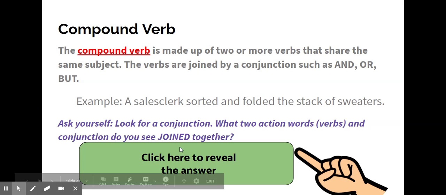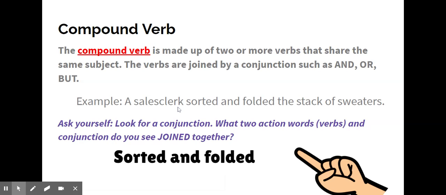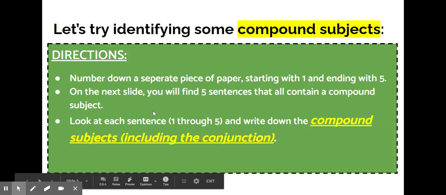All right, let's see what we found. Sorted and folded. Now that makes sense because we can tell that the sentence is talking about what the sales clerk did. So we know that sales clerk is our subject. That's what the whole sentence is about. And then what did he do? Sorted and folded, the two actions he did. All right, let's keep looking.